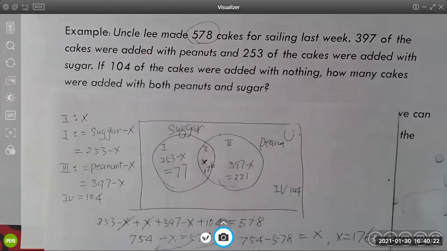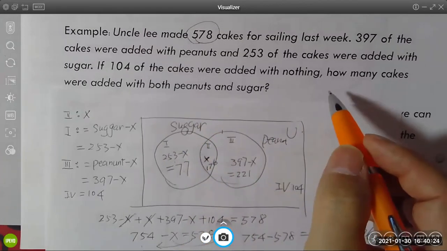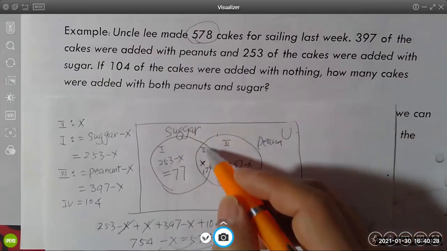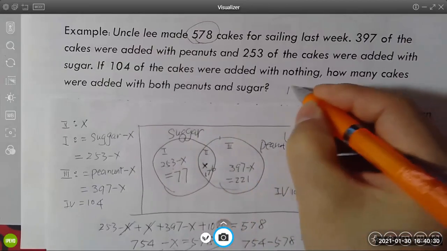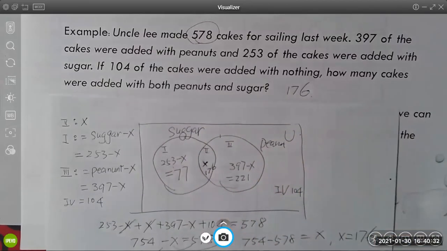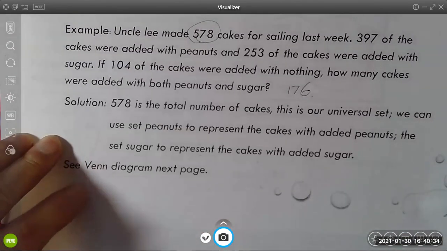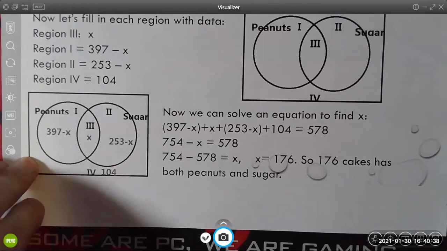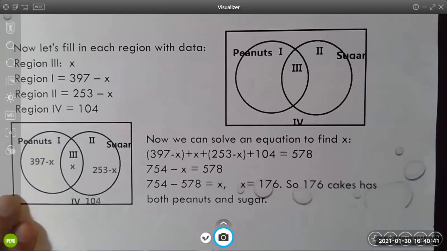Now we are ready to answer the question. How many cakes were added with both peanuts and sugar? That is here, right? 176. So that's the answer. And the rest is just this whole process, which I already explained, basically.